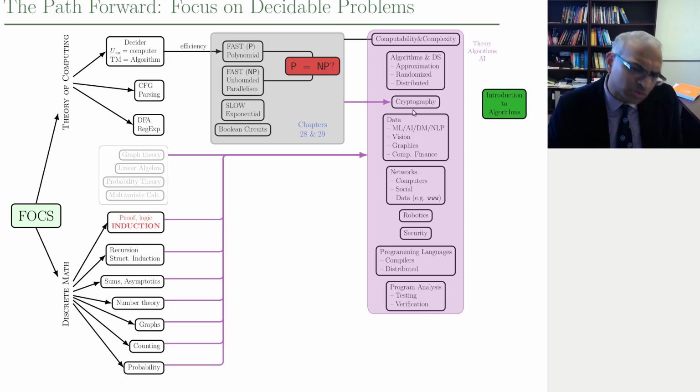There are applications to cryptography, to data like machine learning, vision, graphics, finance, to networks, computers, social networks, data networks like the internet, robotics, security, programming languages, program analysis. There's a lot of theory and algorithms going on in this purple bucket, and all the math that you learned and the theory of computing comes into play in that bucket. So if you're interested in theory, algorithms, AI, there are a lot of paths to move forward, and there's a lot of stuff that will be used.